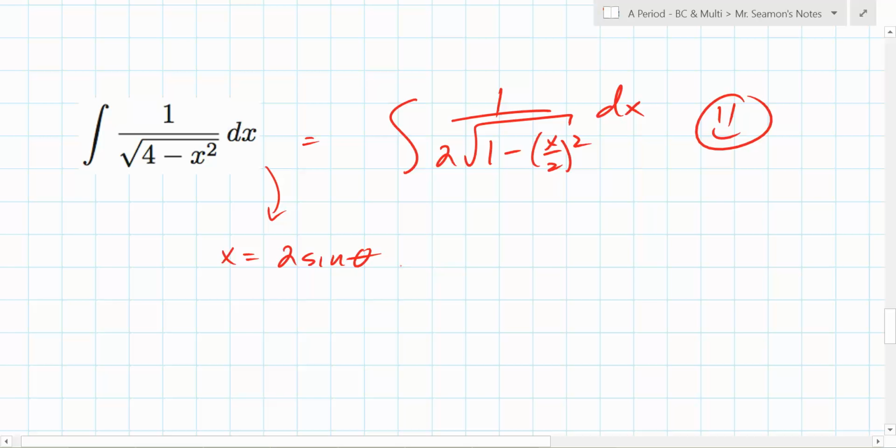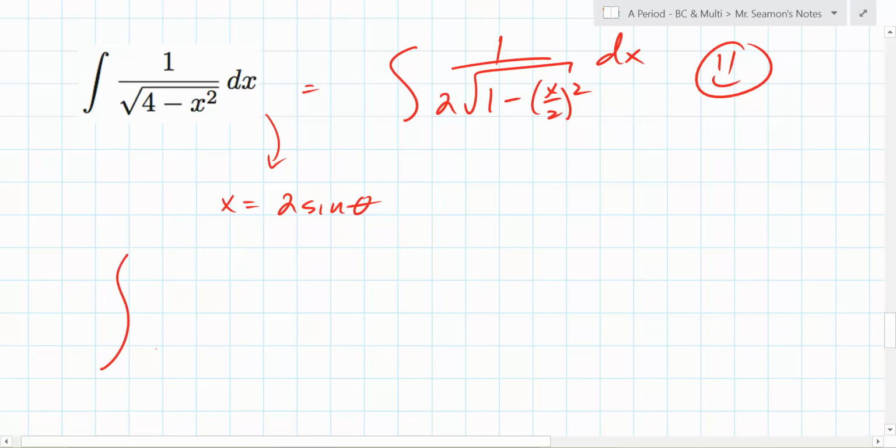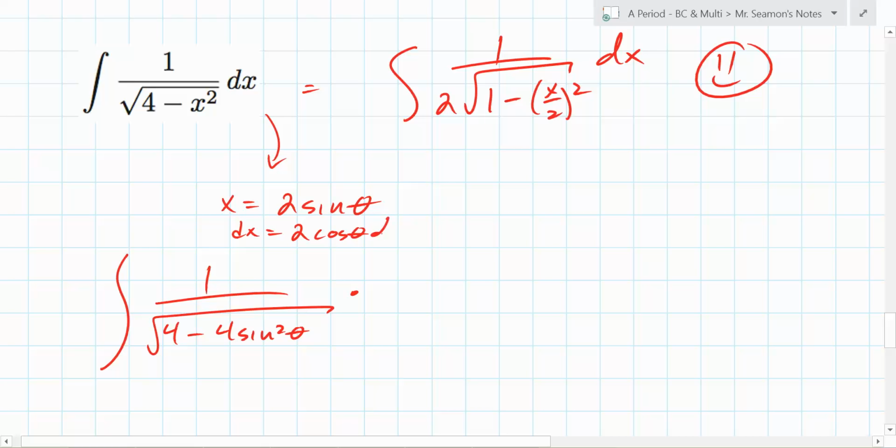If we let x equal 2 sine theta, what happens to the integral? 1 over the square root of 4 minus 4 sine squared theta, like this. And instead of dx, what do I write? Times what? What does dx equal? 2 cosine theta d theta. So this is, hold on, just let me do it and then you can ask.